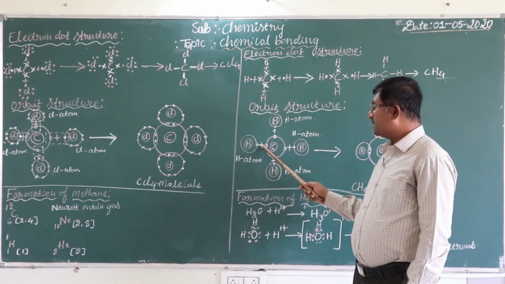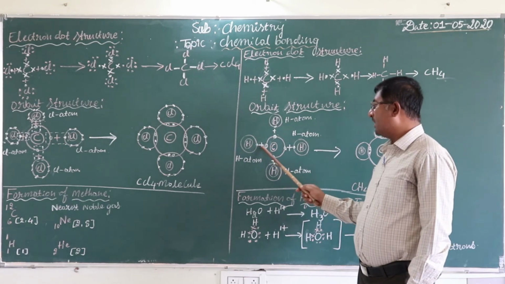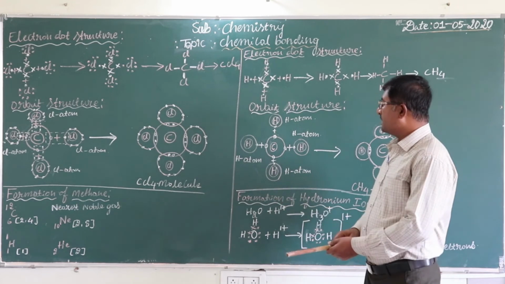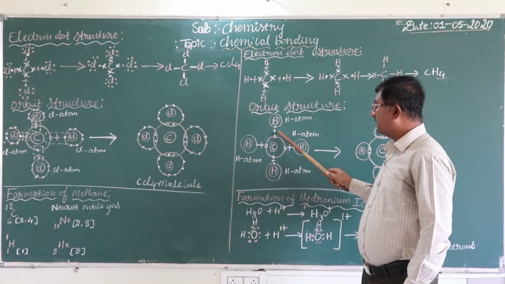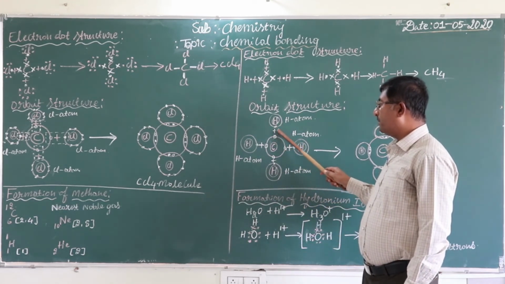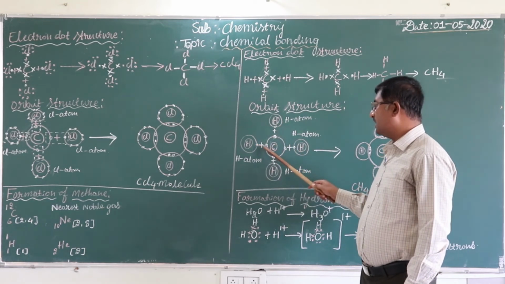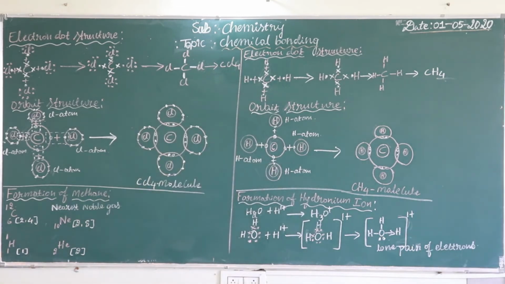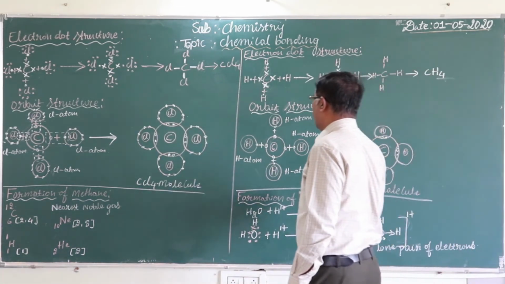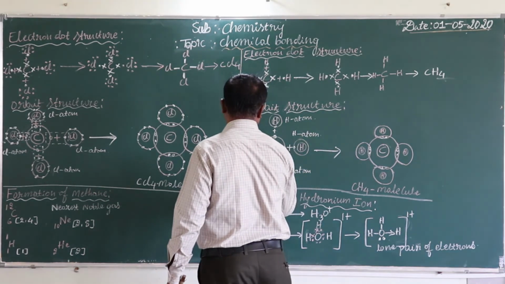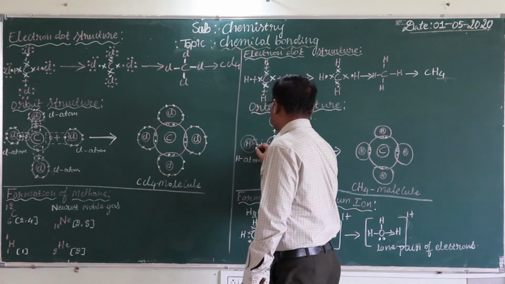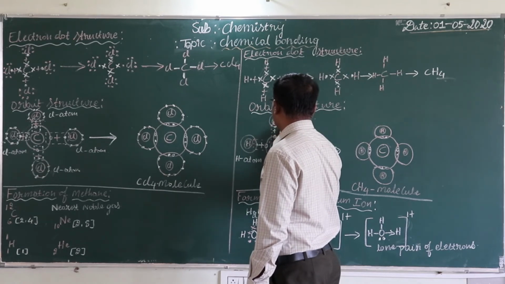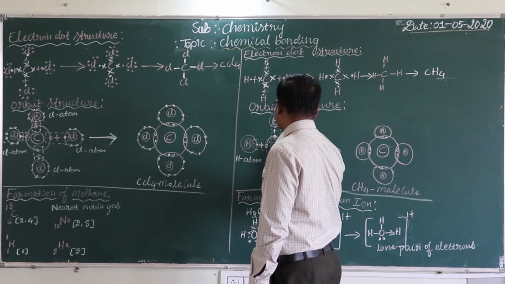This is before combination between carbon and hydrogen, so we have to write a plus sign like this. Between the circle and the dot, covalent bond formation will take place. That we can represent by using dotted lines. By using dotted lines, we can represent how the covalent bond formation took place.